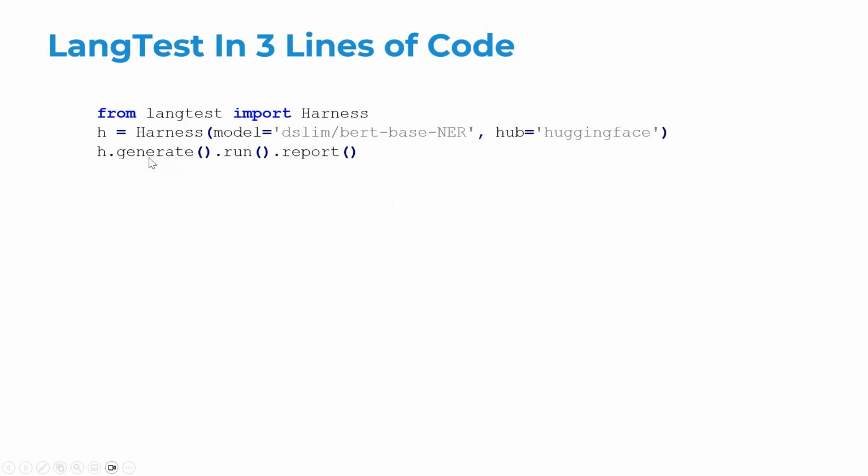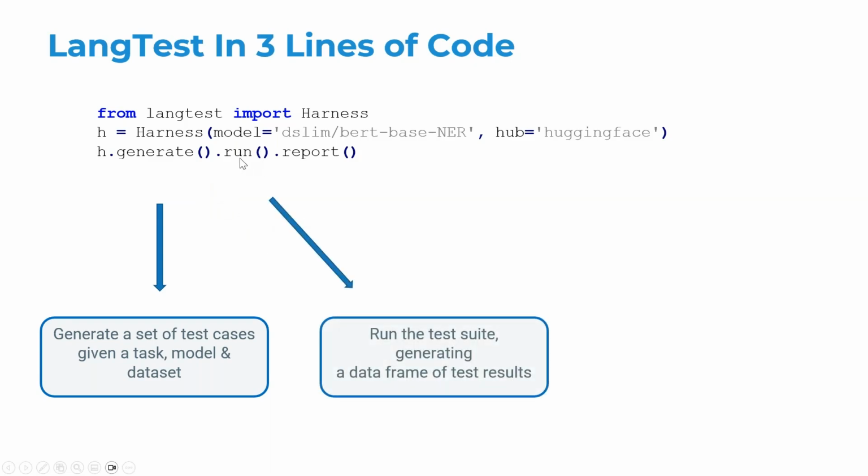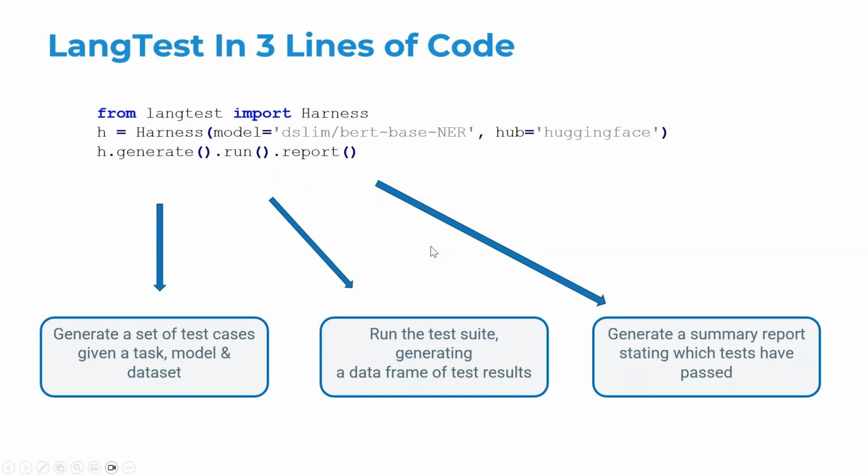Then all you have to do is generate tests. When you apply this method, you can generate tests using either your given data or existing data sets to create the tests, depending on your configuration. Then we can run the tests to apply the model on the data to get the results of the model, and then we can report how well the model performed on those tests.